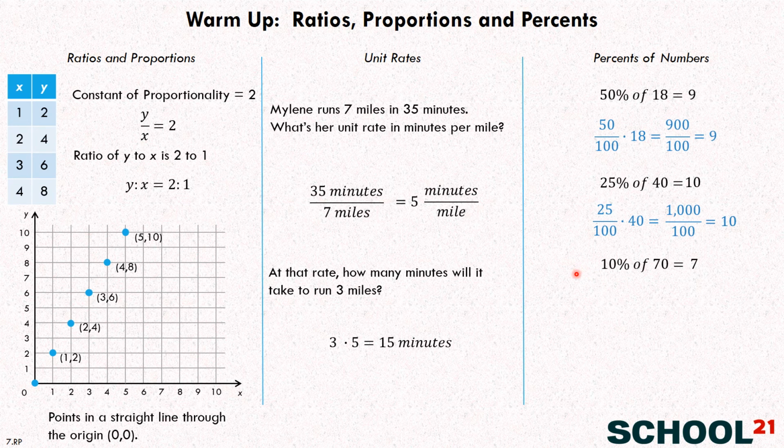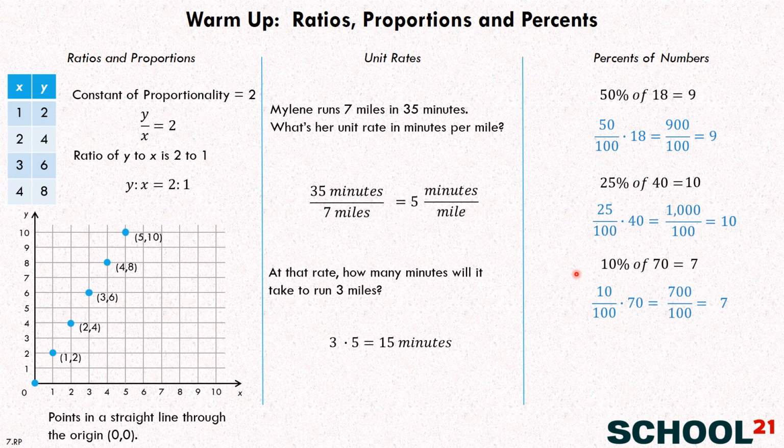So how would you write this one out? 10 over 100 times 70. Good. So 10 over 100 times 70. Now keep going for me. What would you write next? Well, 10 times 70, which is 700. Good. And then over 100. Very good. And then that's just 7, right? Okay, good.